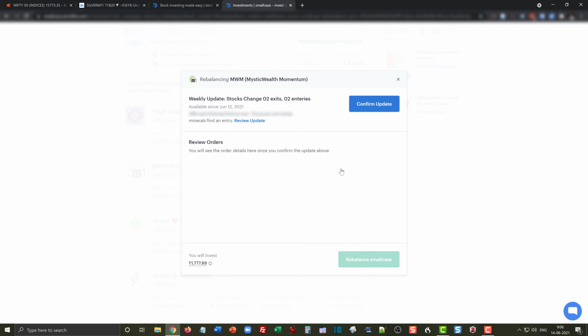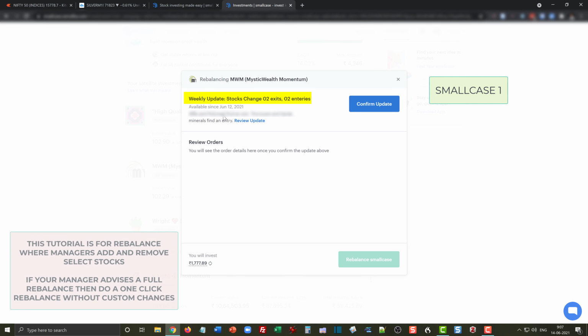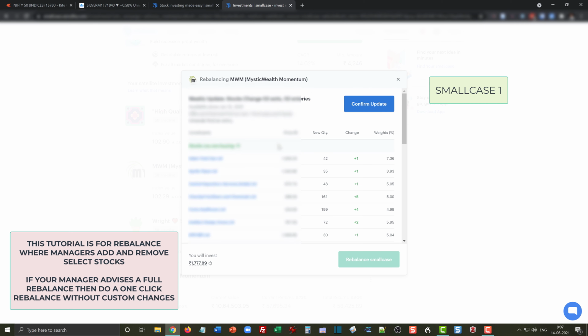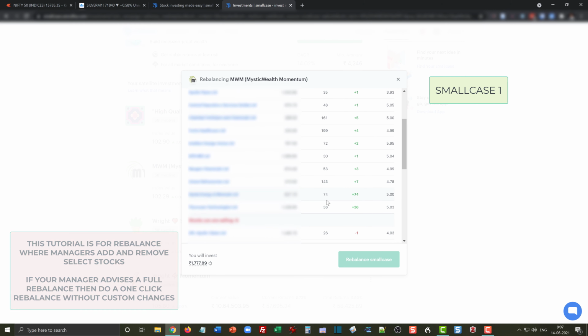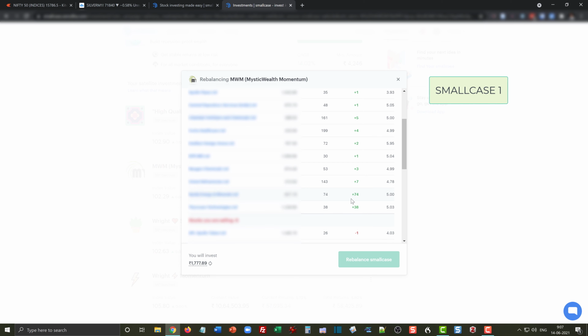Once the rebalance smallcase pops up, you can clearly see how many entries and exits the smallcase manager has prescribed. So now he says that these two stocks have to go out and two stocks have to come in. So instead of just confirming the update, we should go ahead and first review the update. If you review the update, you see that some of the stocks which he has added are clearly marked that they had zero quantity earlier, but now these quantities have been added.